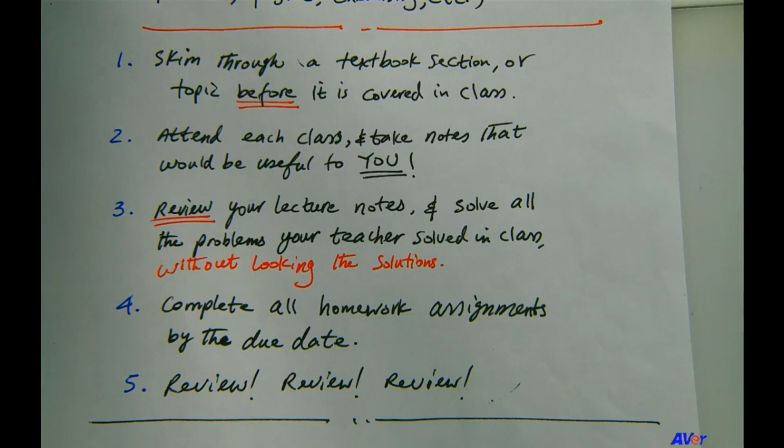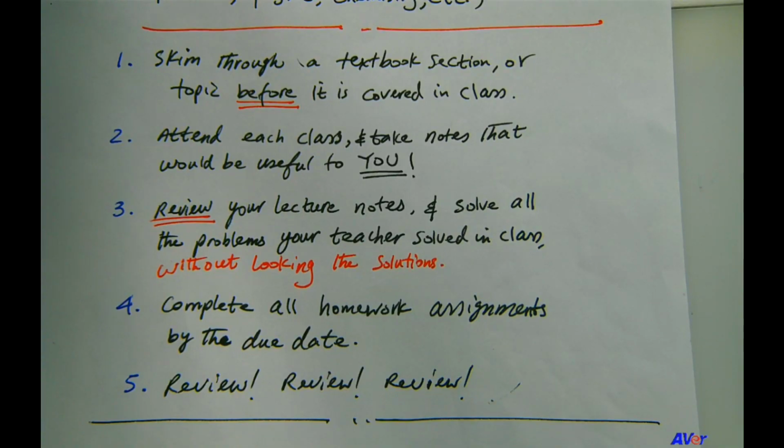And then watch this video and attend the class and take detailed notes about things that are important to you or things that might be a question for you. And then review your lecture notes and go back to the book and solve all those problems that you saw when you read this section for the first time, but this time solve them without looking at the solutions. Do the same thing with the video. Come back to the video and without looking at the solutions that I'm giving, answer each question and then look at the solutions in the video.